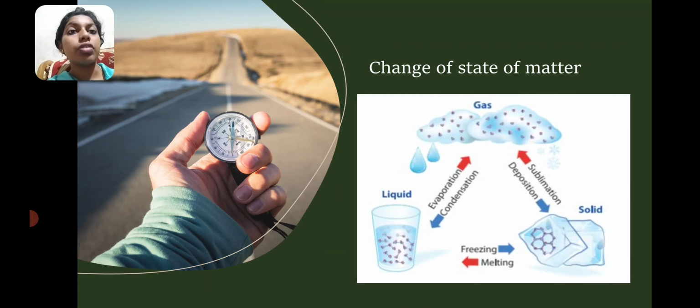This is the change of state of matter: evaporation, condensation, freezing, melting, then condensation, evaporation. Next, go to the sublimation.